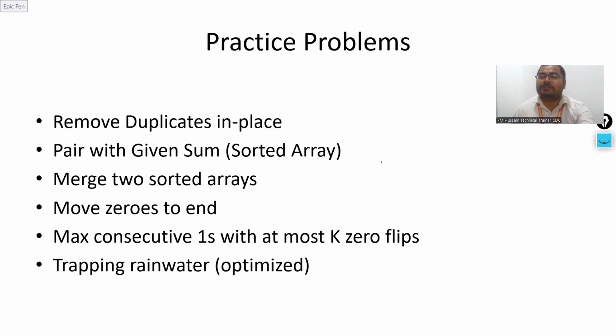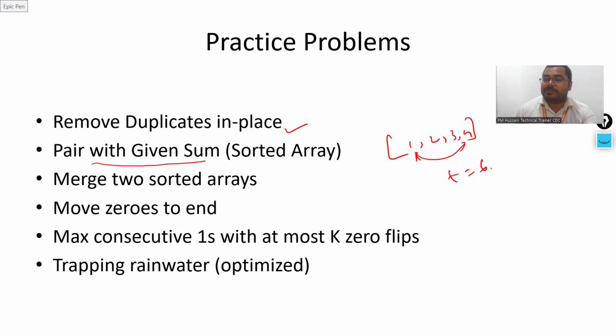Like this, you can solve a number of problems, and you can practice problems like removing duplicates using in-place operation, and finding pairs with a given sum. If you are given one array of elements, 1 2 3 4 like this, and a target t equal to 6, then you need to find the pair of elements which is equal to the target. So here 4 and 2 will be the pair. That pair you need to print. That will be solved only for the sorted array case.